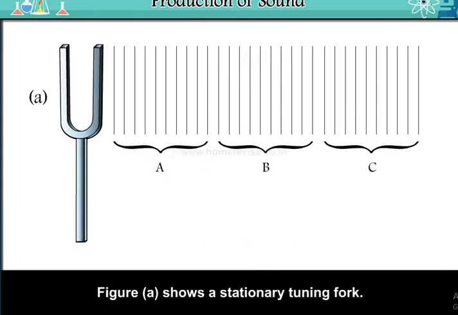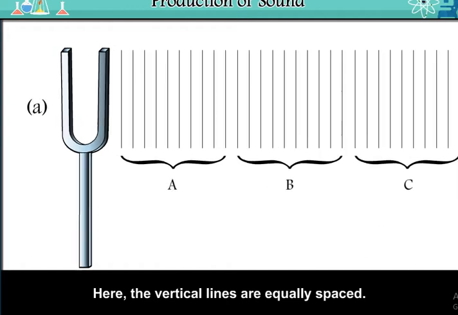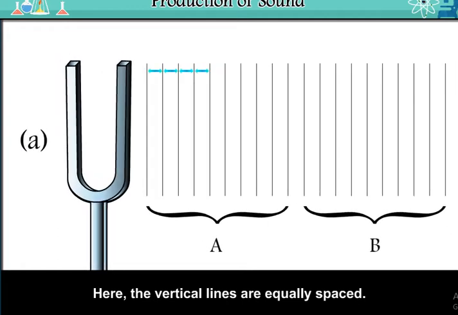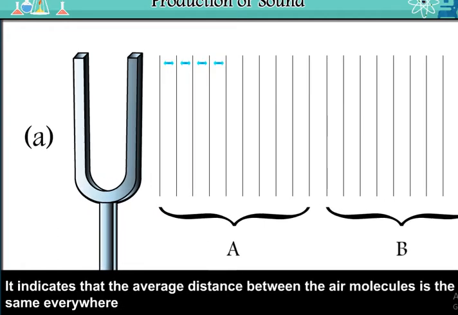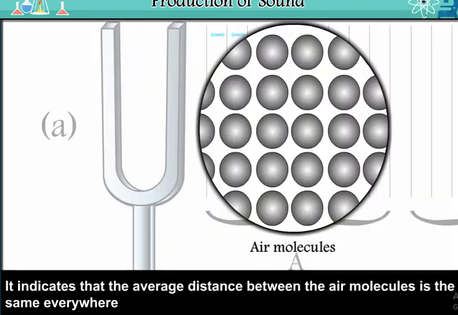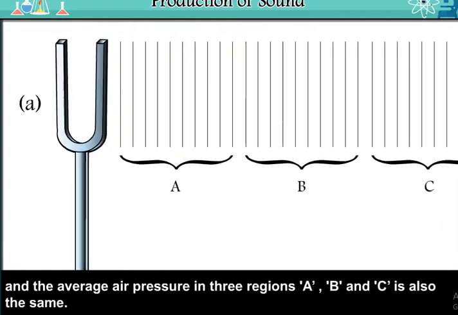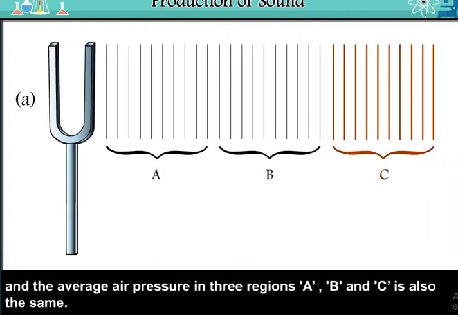Figure A shows a stationary tuning fork. To show the state of air around the tuning fork, vertical lines are used. Here, the vertical lines are equally spaced. It indicates that the average distance between the air molecules is the same everywhere, and the average air pressure in three regions, A, B, and C, is also the same.